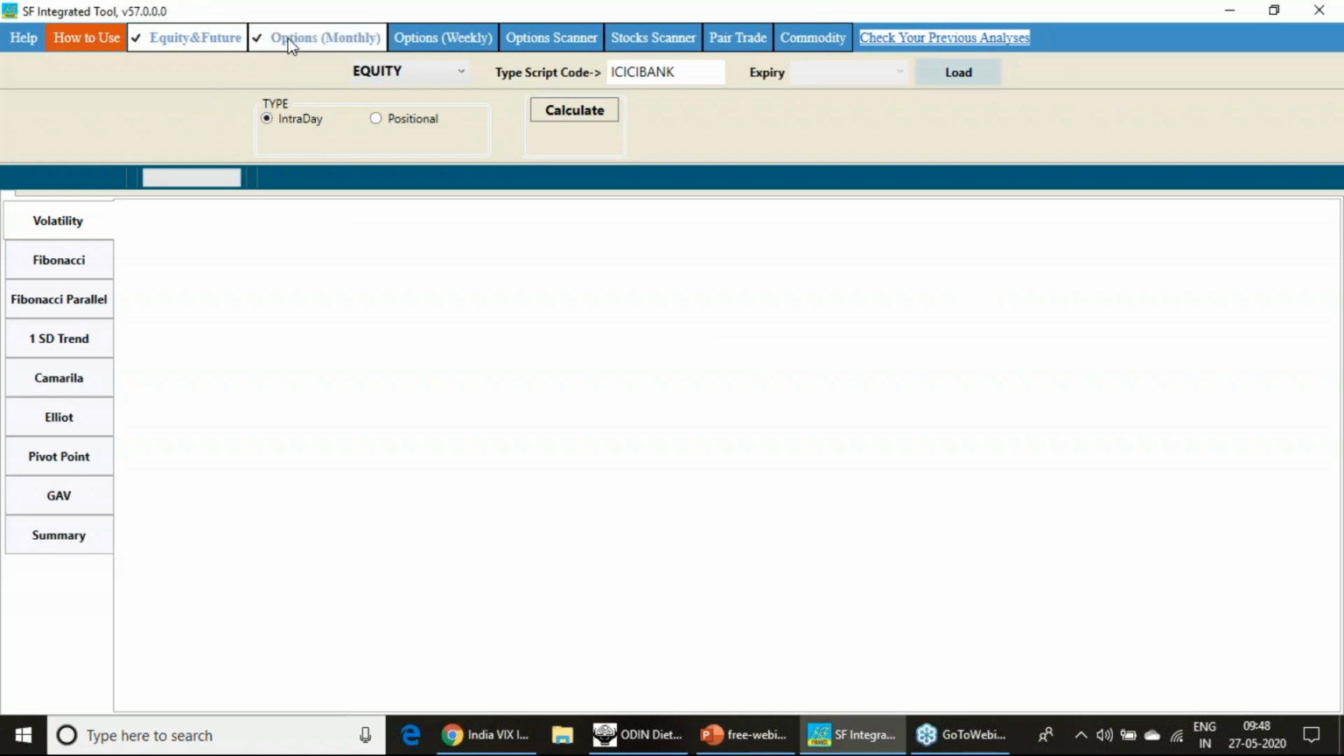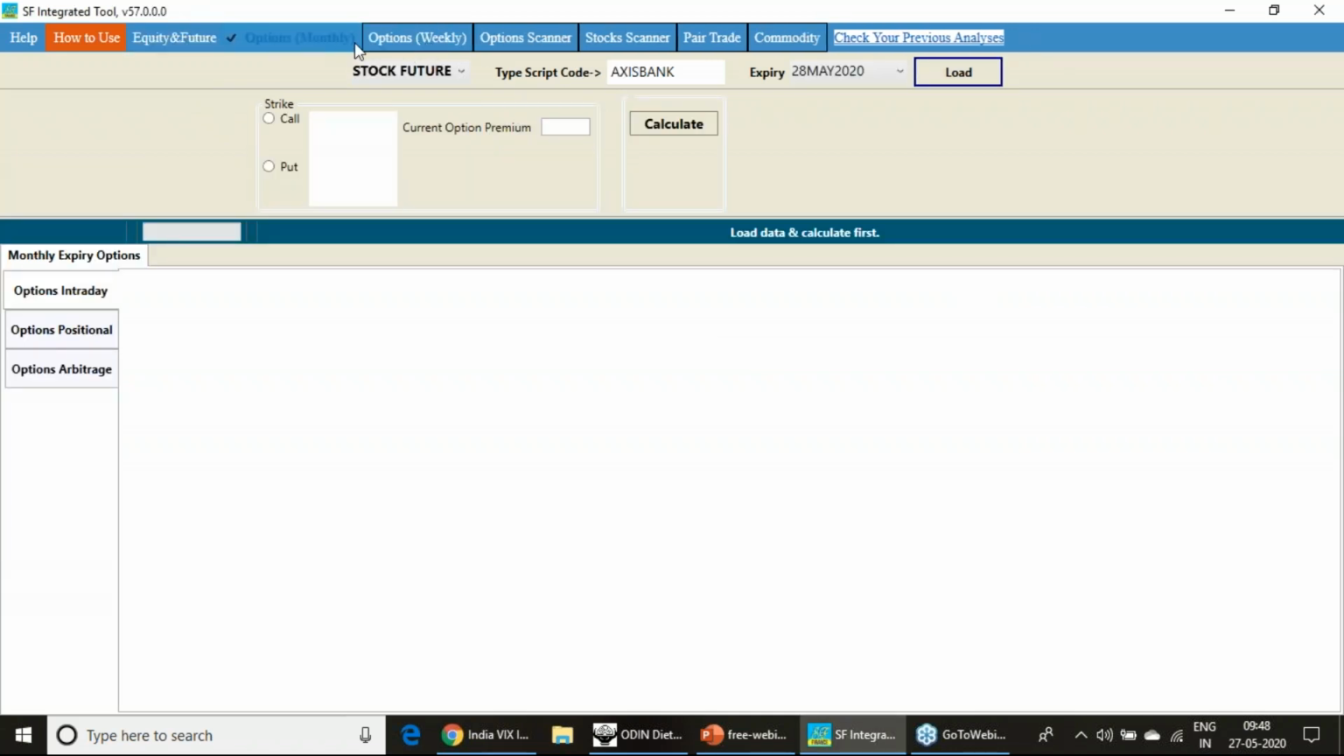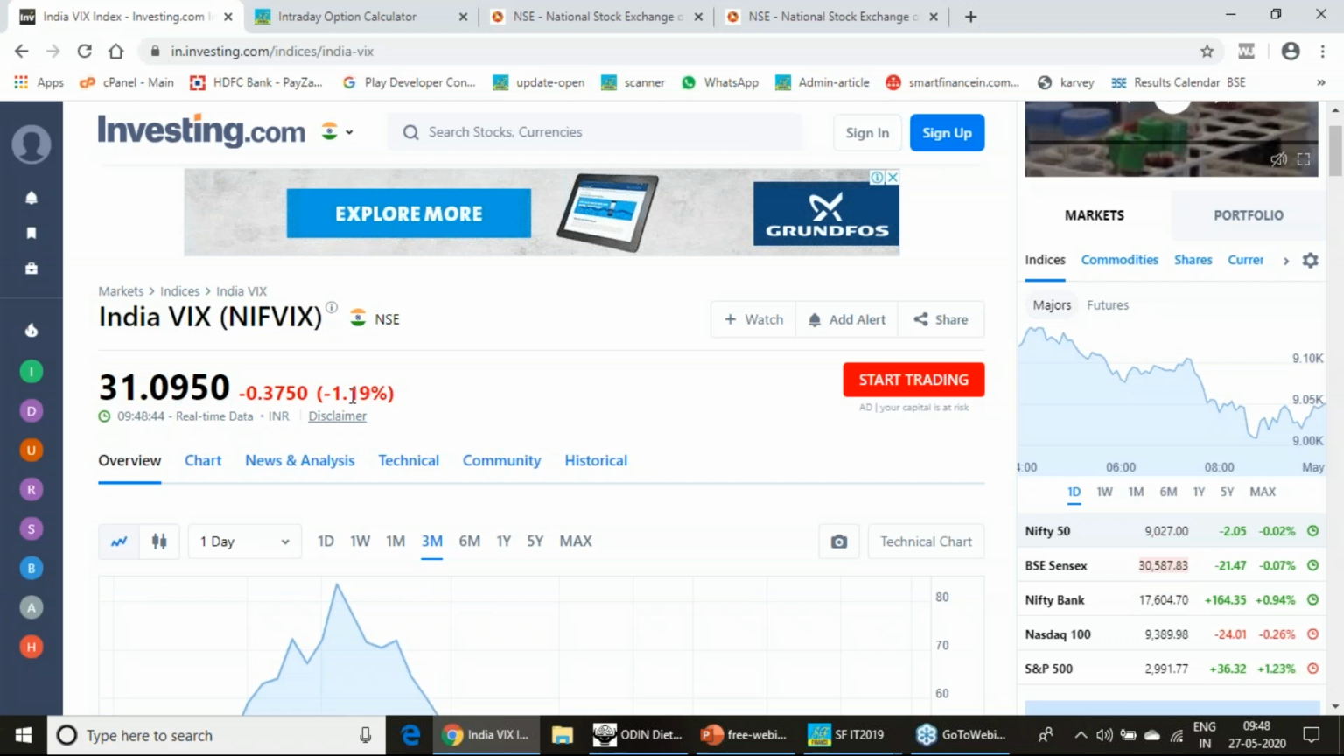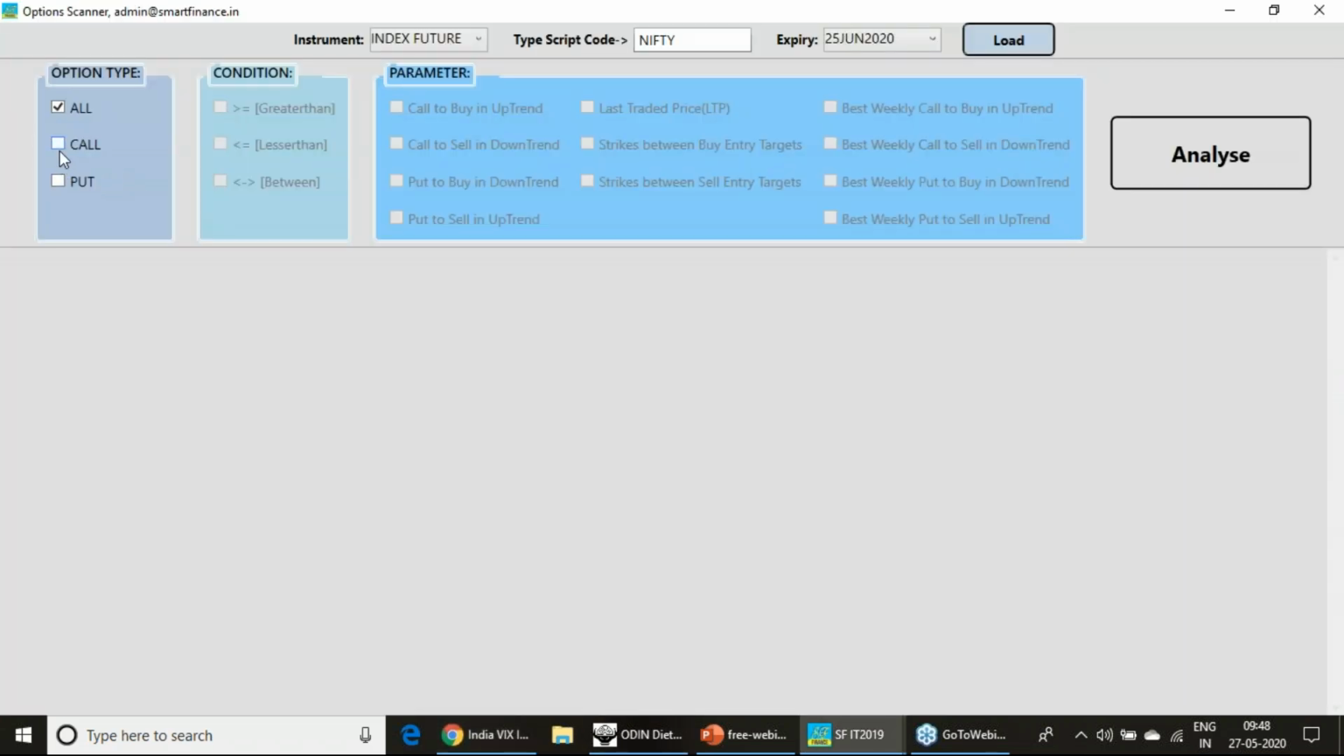The software has the options for your monthly contracts, weekly contracts, and an option scanner. All these rules, whatever I have told you, this particular scanner simplifies most of them. You have seen the May month; now I am just loading the June month data. I'll be analyzing all this data based on the June month contract. VIX, you got, it is falling, and it has now touched the 1% range.